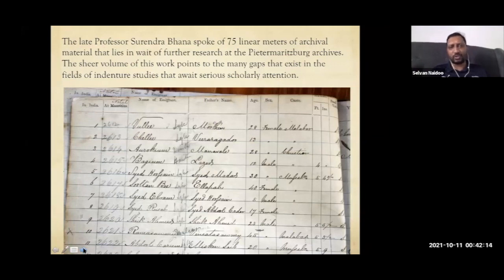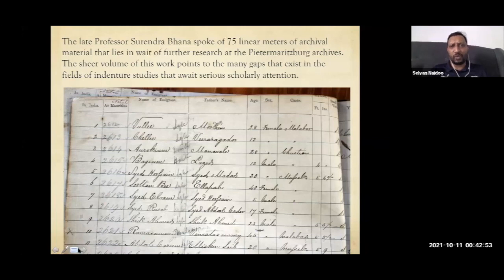One of the foremost scholars on indenture in South Africa, the late Professor Surendra Bana, did the study on the ship's list between the years 1860 to 1907. So it wasn't a complete one, which includes up to 1911. He spoke of 75 linear meters of archival material that lies in wait of further research at the Pietermaritzburg archives. The Pietermaritzburg archives are in KwaZulu-Natal, and this is where all these documents are stored.